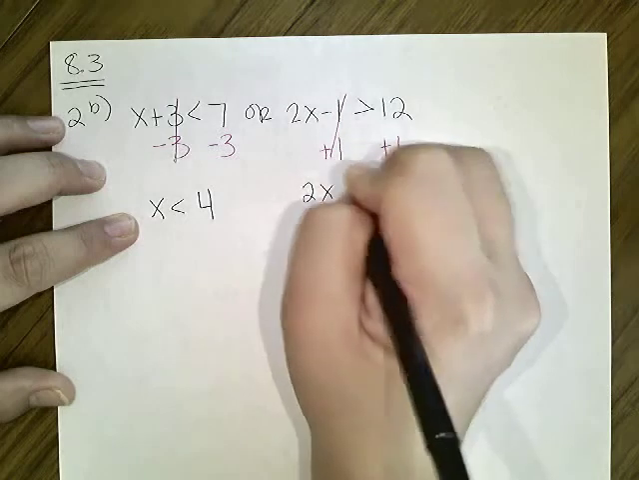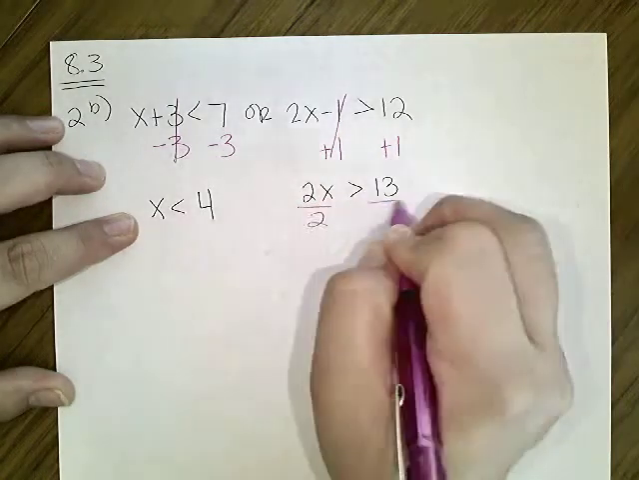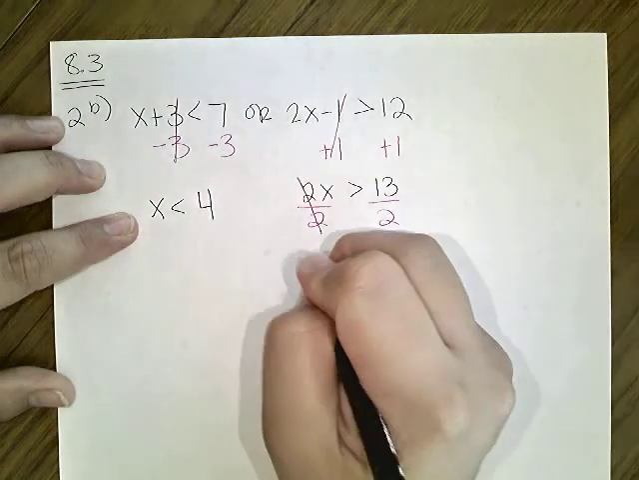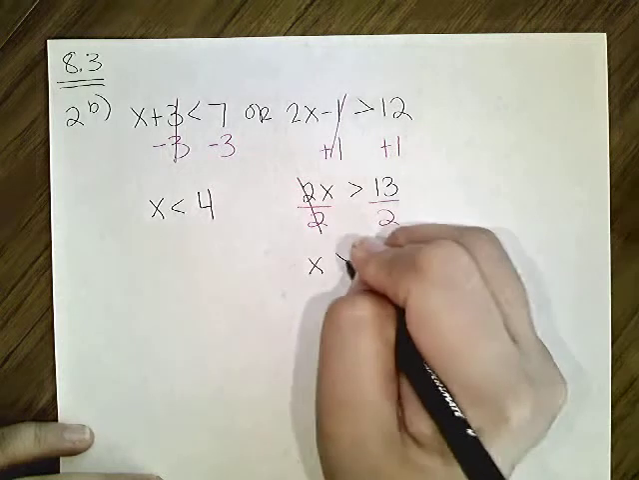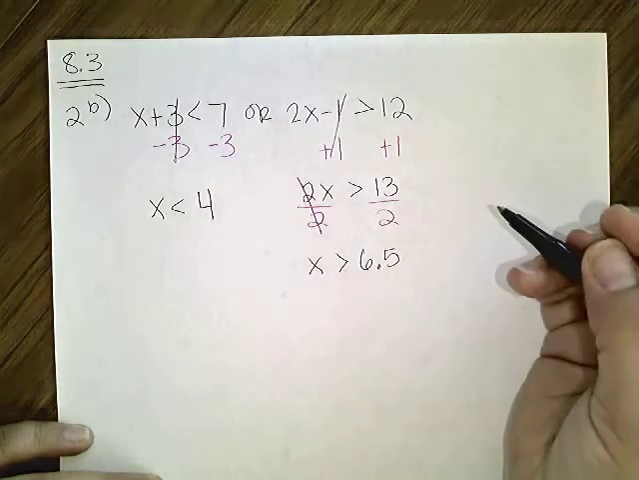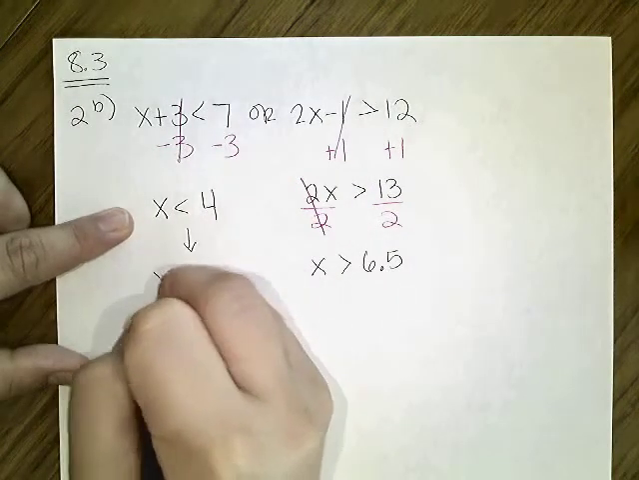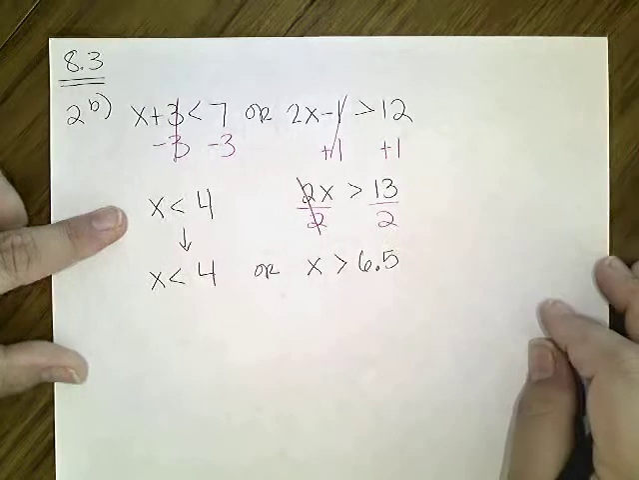So we have 2x is greater than 13. And then we would go ahead and divide both sides by 2. And you can either use a decimal or a mixed number here. This is actually a really nice decimal, so I would just use a decimal. x is greater than 6.5, or 13/2 if you prefer. So we have these two inequalities. I'm just going to write that a little lower. x is less than 4, or x is greater than 6.5.